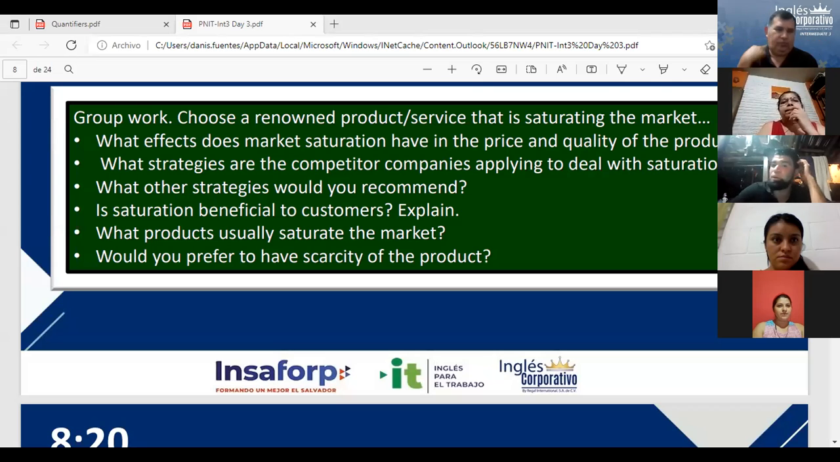The meat, for example, chicken, or rabbit, or ink. For example, in the pandemic it is the paper.